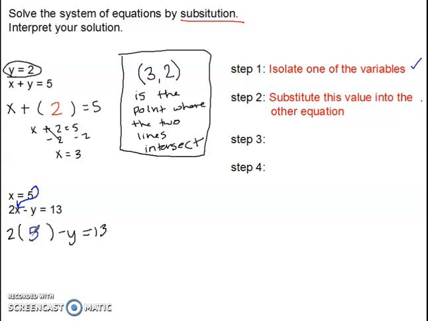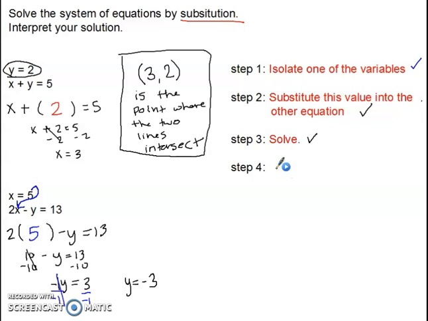2 times x, or 2 times 5, is 10, minus y is equal to 13. I subtract 10 from both sides. I have a negative y is equal to 3. And now I need to get rid of that negative. The negative is actually a negative 1 in front of my y. So I'm going to go ahead and divide by that negative 1 to get y by itself. And when I do that, I see that y is going to equal 3 divided by negative 1, which is a negative 3. So step 3 was to solve that equation for y, which we did.